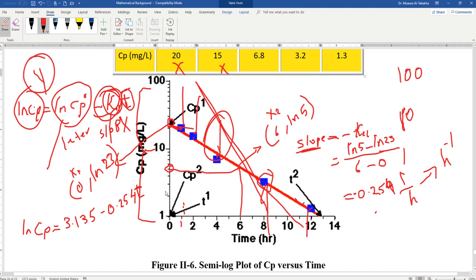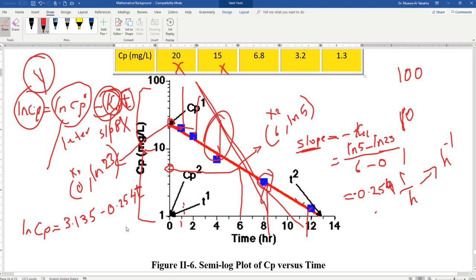which will make it, inshallah, easier in the future for you to do the calculation. Remember that the intercept, 3.135, has no unit because you took the ln of the concentration and not the concentration. The slope, in this case, has a unit of hour or time to the power of minus 1.